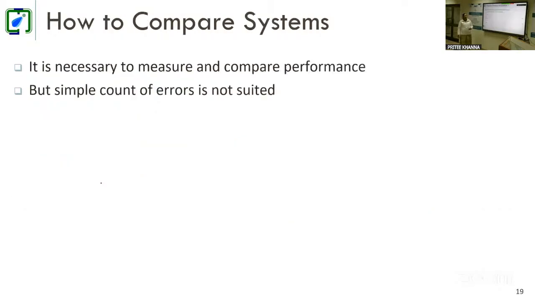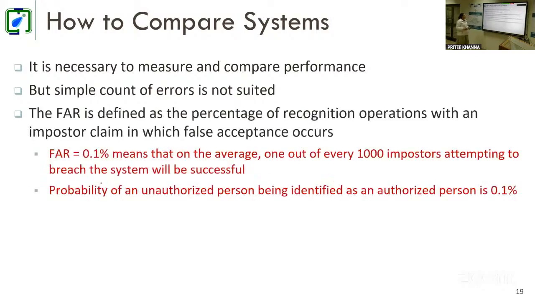Now the question comes: how are we going to compare the systems? We need to tell something about the performance. If we go by the simple count of errors, say I'm running it for 100 users and this is my count, and next time I'm running it for 200 users and this is my count, that is not going to solve it. So we need to find out the false accept rate or false reject rate.